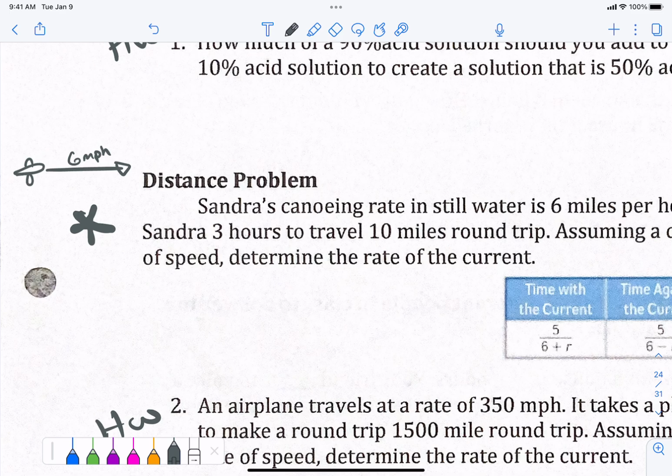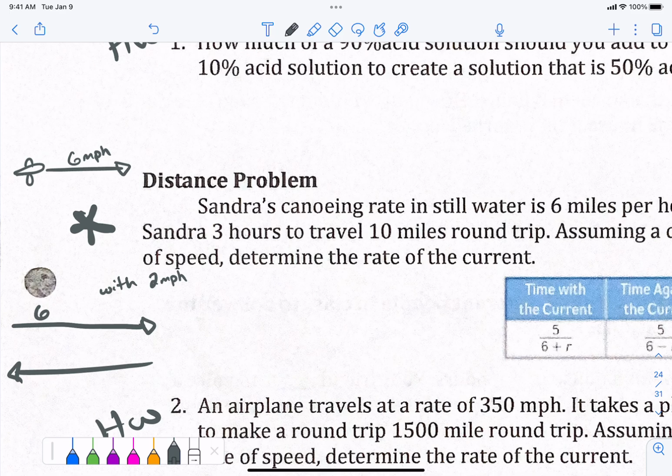Okay? So what's happening is that she's going, and then she's coming back. And let's say she's going with the current. So she's going 6 miles per hour, but let's say the current is like 2 miles an hour, right? Don't write the 2 down, because that's just hypothetical. We've got to figure out what the current is. Let's say the current is 2 miles per hour.